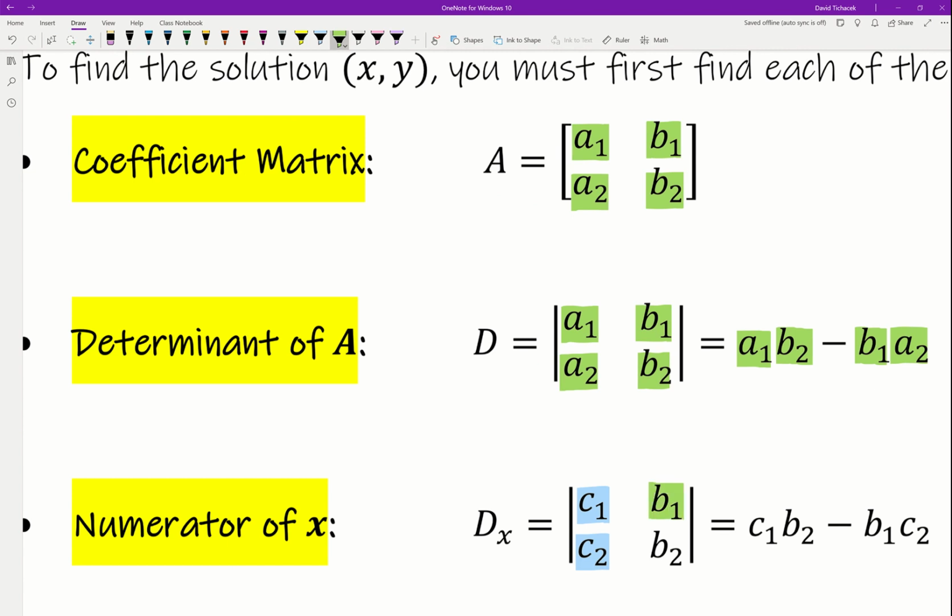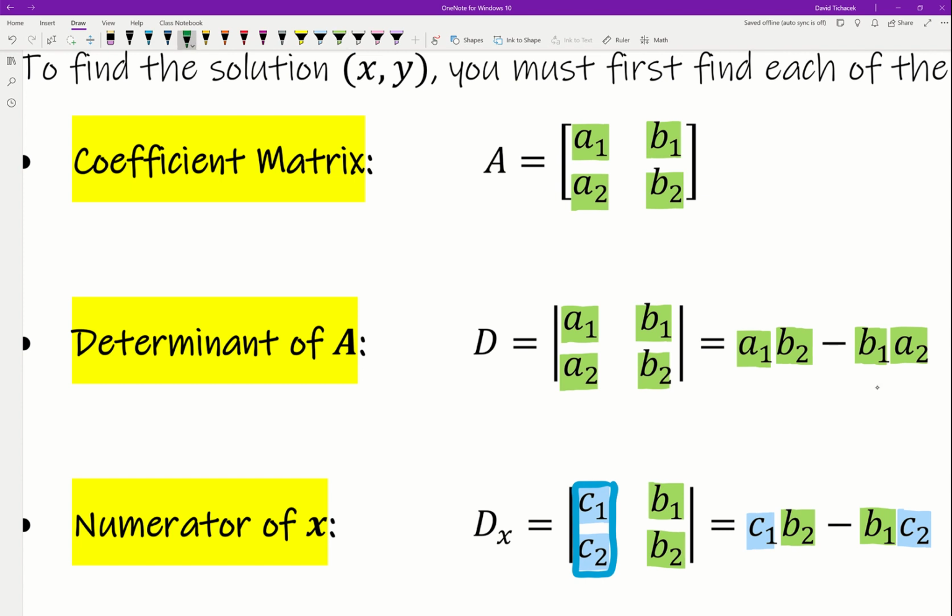And so you notice that the second column has remained the same as my original, but that first column has been replaced with my blue numbers, my numbers that are on the other side of the equal sign there. Okay, so when you calculate the determinant of that, keep in mind it's the exact same way that you always calculate a determinant. You just multiply the entries in the diagonals and then subtract the results. But again, you're doing it with this new matrix, and we're going to call that the numerator of x, and we're going to understand what that means here in just a moment.